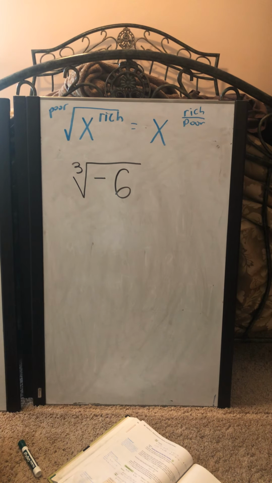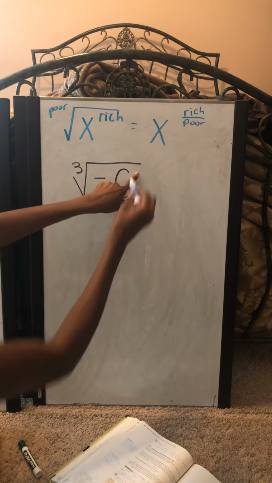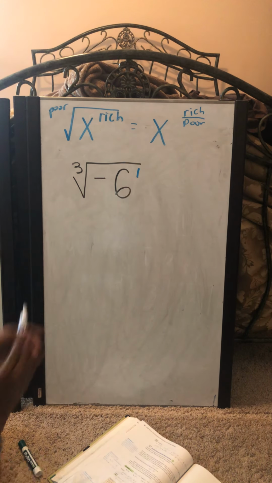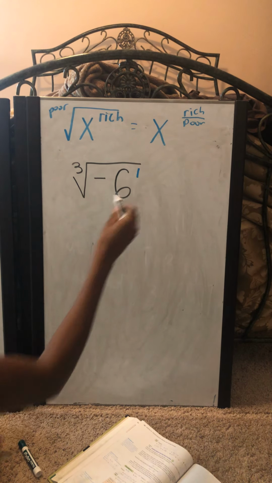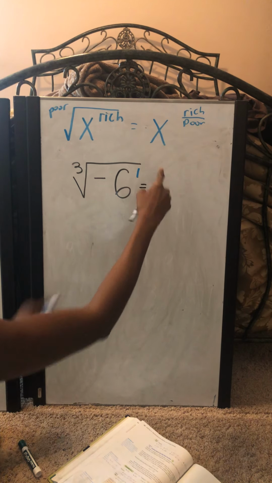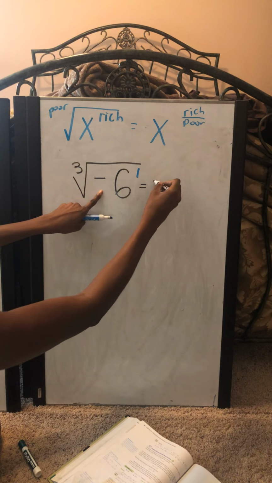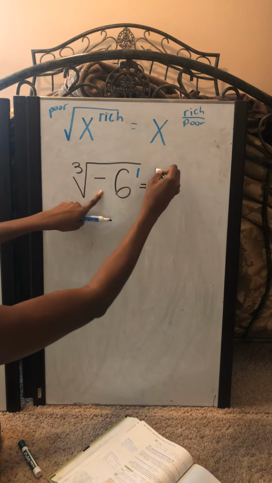So we're going to do the same thing here. Here we don't have an exponential, so there's an imaginary 1 there, okay? So if we want to rewrite this, our x in this case is this -6, right?